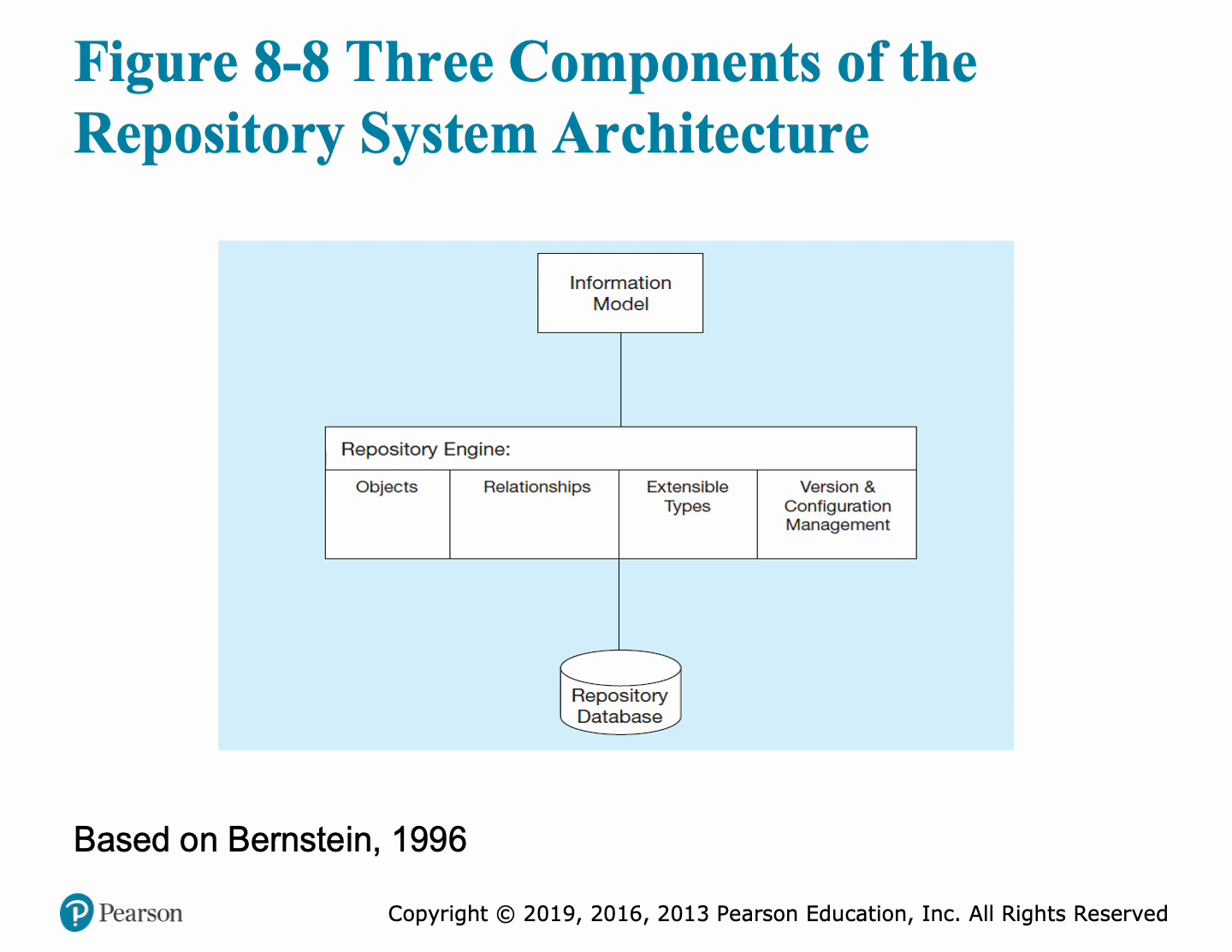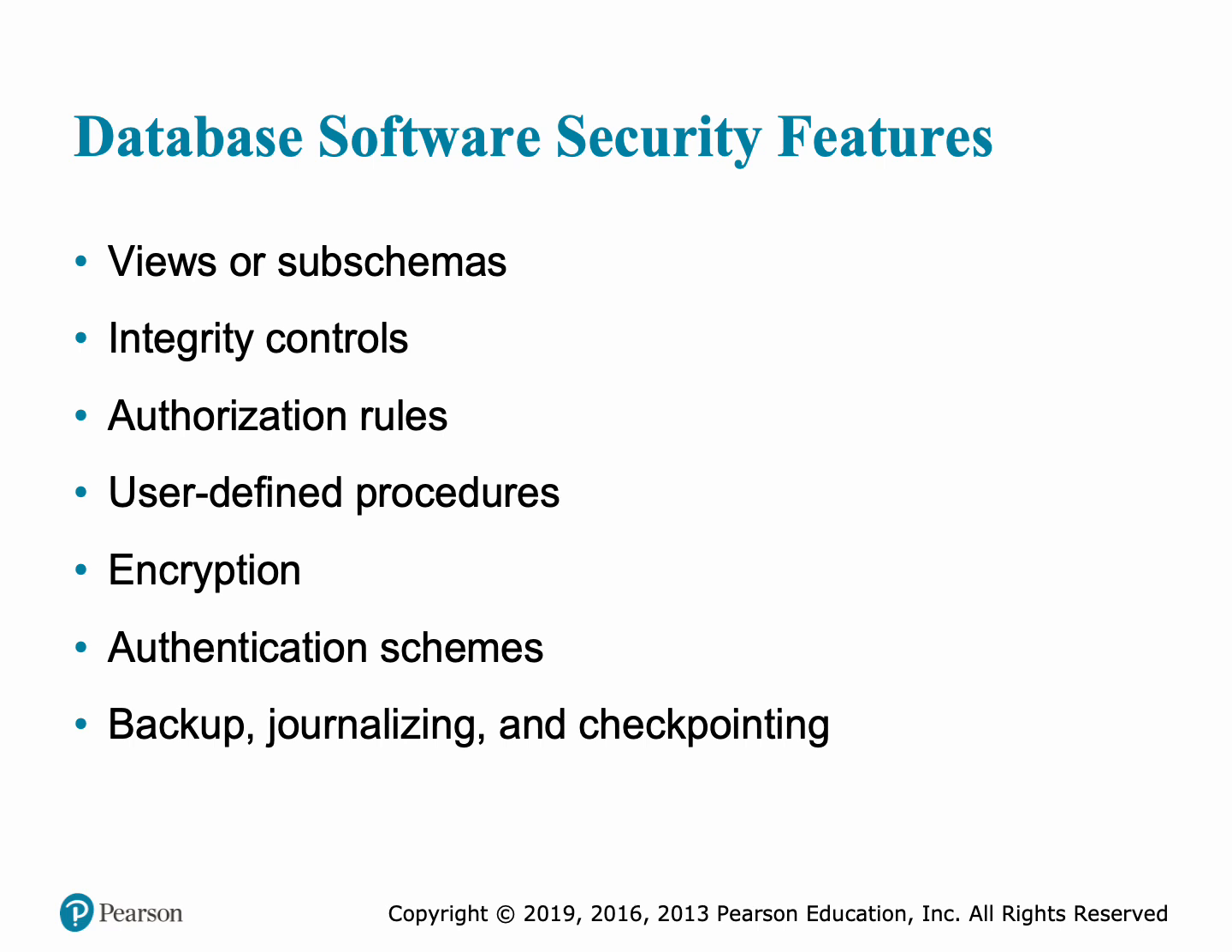Everything has an architecture, including metadata management. Database administrators and data warehouse repositories use repository engine tools to administer the organization's metadata. All of these are DBMS features that enable a DBA to implement data security in an organization's database. We'll discuss these in the next few slides. So: views or subschemas, integrity controls, authorization rules, user-defined procedures, encryption, authentication schemas, backup, journalizing, and checkpointing.